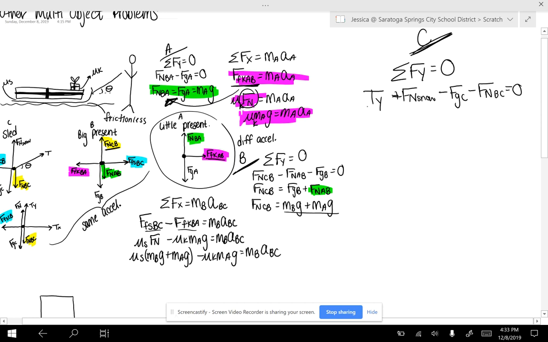It's likely that we would know the tension and the angle. So let's go ahead and solve this y direction for the normal force from the snow. So F_N,snow is going to end up equaling F_N,BC plus F_GC plus T_y. Now, if you remember, F_N,BC is another one of our force pairs.